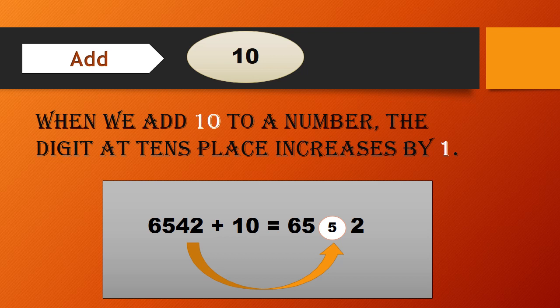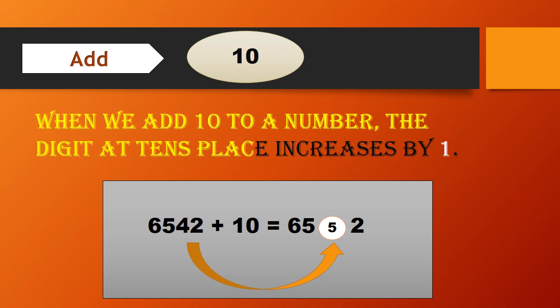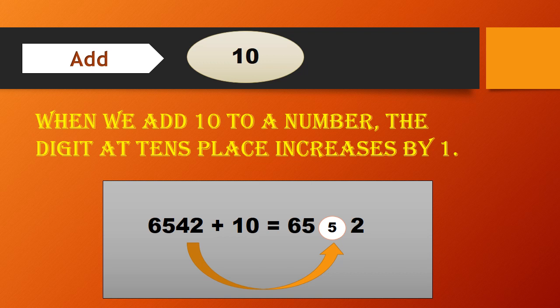All the rest of the digits, that is the hundreds place number, thousands place number or ones place number, will not change. All those numbers will remain as they are. You only have to change the tens place number, and 4 will become 5. Isn't it very easy?